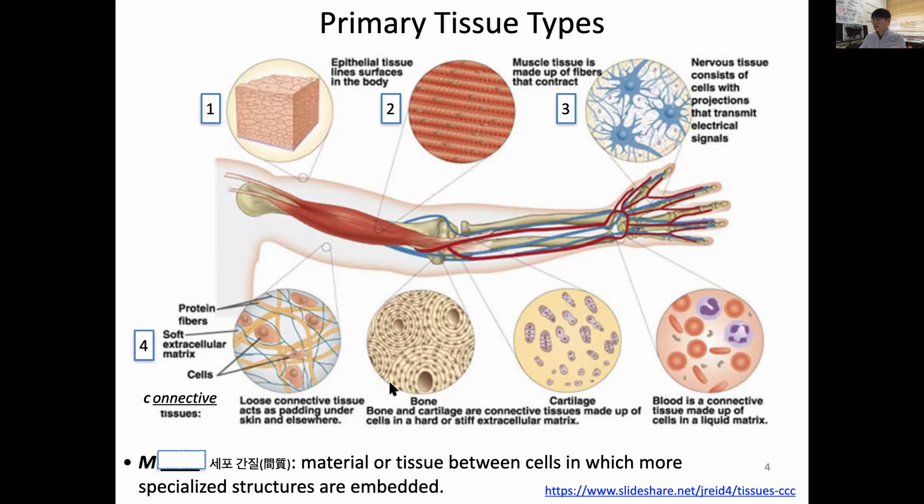What about the bone? Bone is composed of bone and cartilage. These can be considered connective tissue made up of cells in a hard and stiff, abundant extracellular matrix. And you can even think of blood as a connective tissue made up of cells in a liquid matrix. So all these connective tissues are composed of material or tissue between cells. There are more specialized structures embedded, and this is called a matrix.